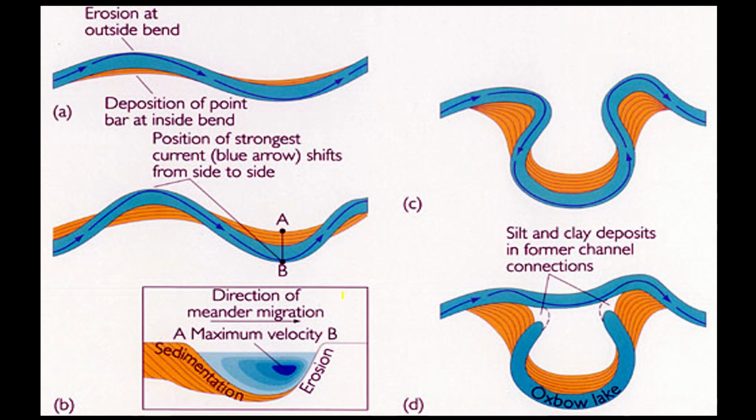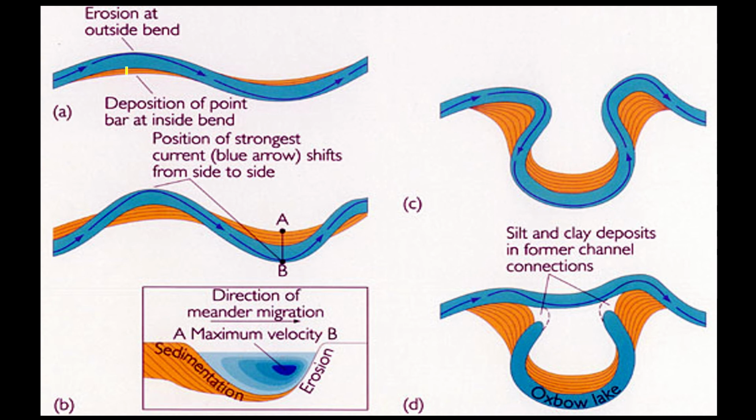Now look at this. Erosion at outside bend at this part. This is the outside bend. Look at the direction of the arrow. Deposition of point bar at inside bend. So at the outside part you have erosion and in the inside part, that means at this concave region, you have deposition.